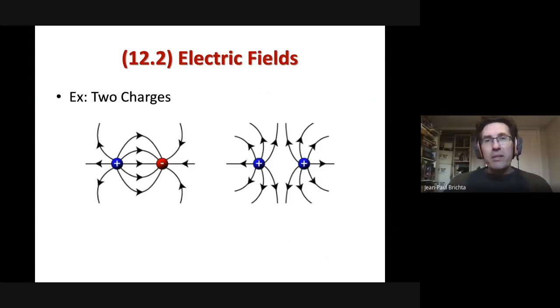So a charge placed perfectly in the center would not move at all. It wouldn't be attracted, or, well, in this case, it wouldn't be repelled, because it's kind of balanced in between the two of them. So it would experience no net force.